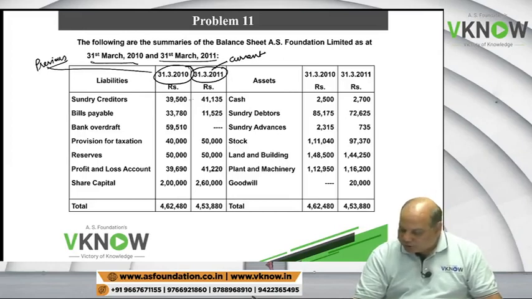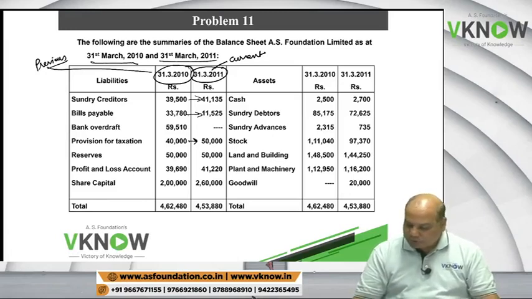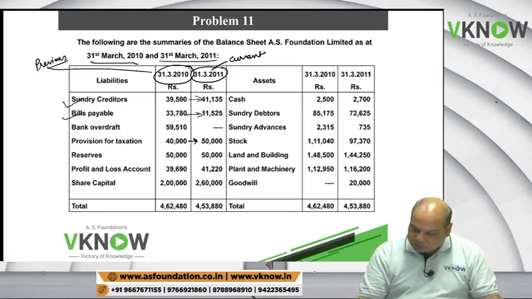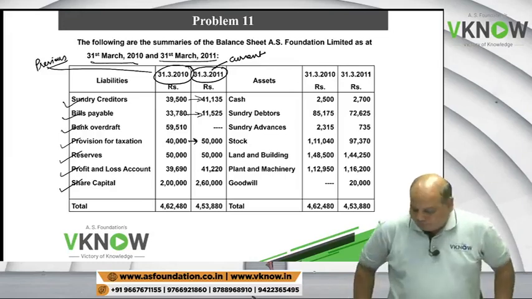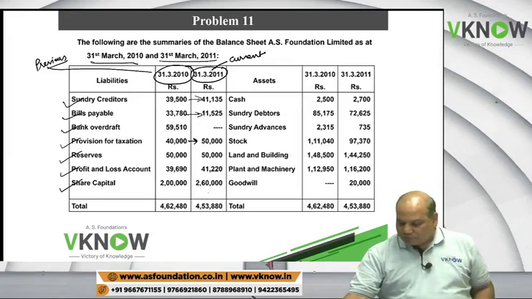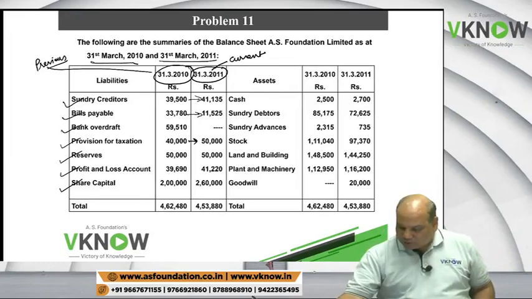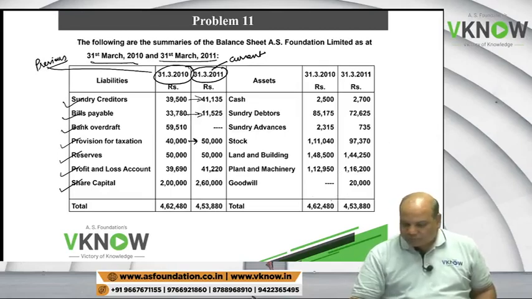So while calculating the change, left to right you have to check. Start: creditor, bills payable, bank overdraft, provision for taxation, reserve, P&L account, share capital. So they have given in a reverse order. Cash, debtor, advance, stock, land and building, plant and machinery, goodwill. Is it right? Any query on this balance sheet?